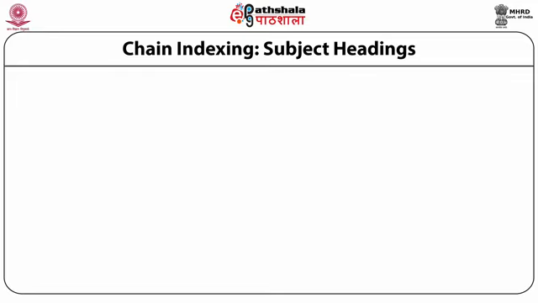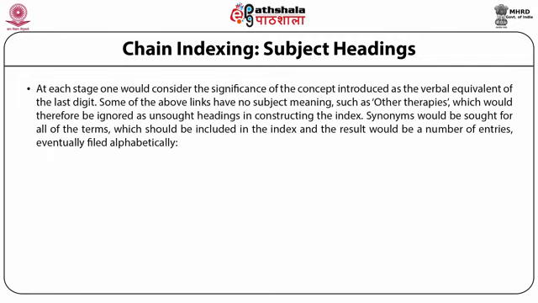Chain indexing, subject headings. Subject headings can be drawn by the procedure chain indexing, as Ranganathan demonstrated in the late 1930s. And it was the first time that a relation between indexing and classification was brought to the fore. At each stage, one would consider the significance of the concept introduced as the verbal equivalent of the last digit. Some of the above links have no subject meaning, such as other therapies, which would therefore be ignored as unsought headings in constructing the index.